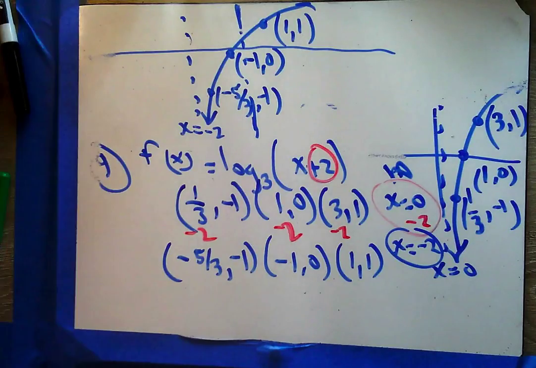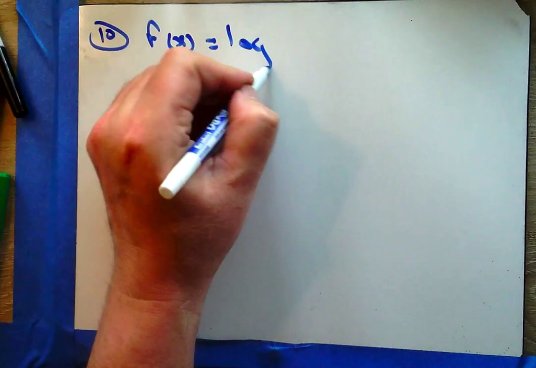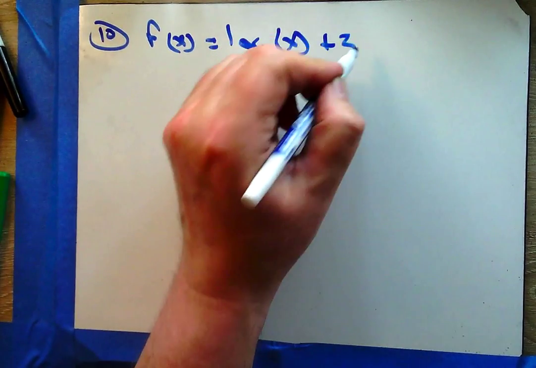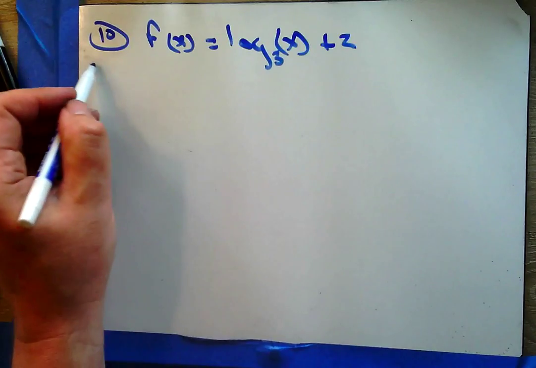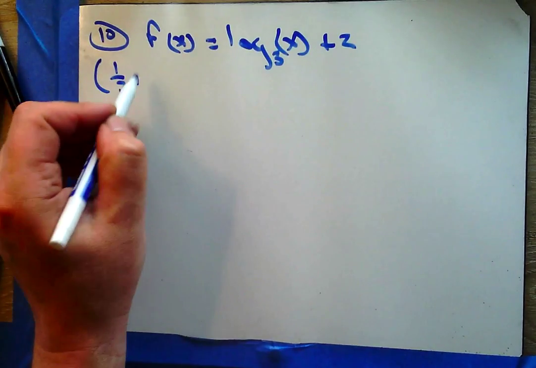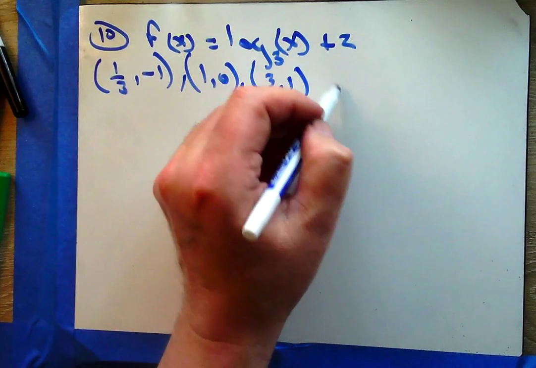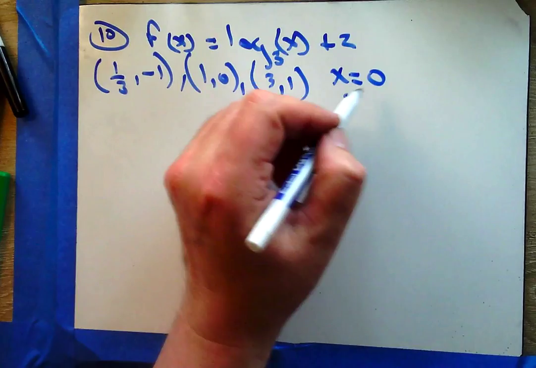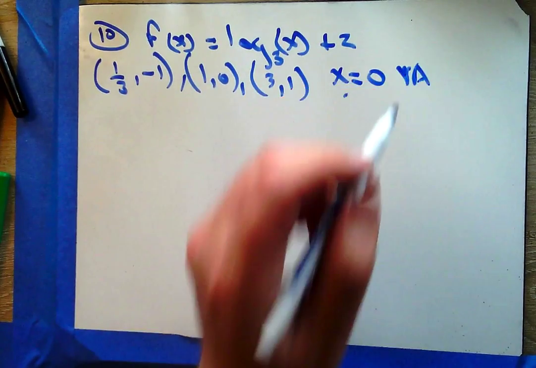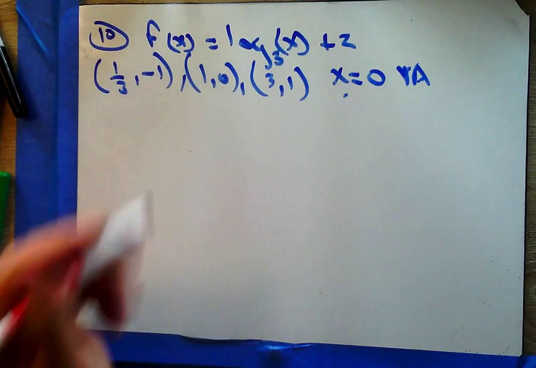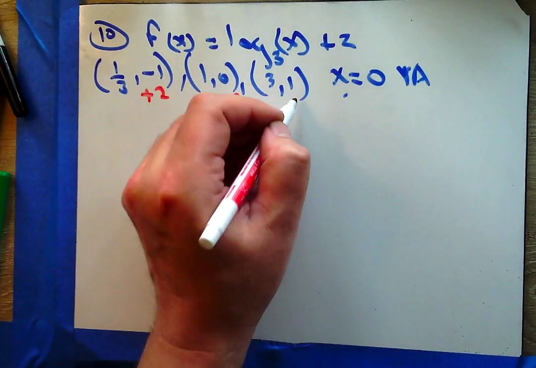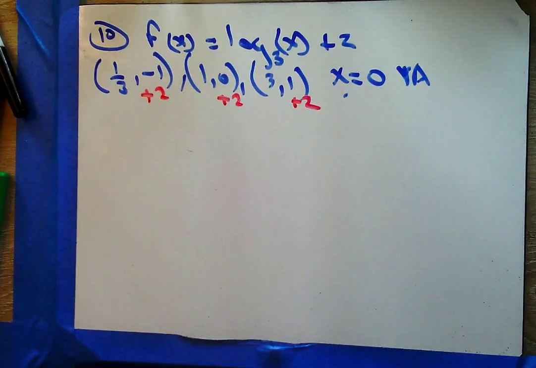Okay, that's 9. How about 10? 10 is that vertical transformation. F of x equals log base 3 of x plus 2. So I add 2 to all the y's. Remember, my reference points are 1/3, negative 1; 1, 0; 3, 1; and don't forget, logs have x equals 0, the vertical asymptote. Okay, so I see only one transformation: add 2 to all the y's. That's not a y, so I don't add 2 to that.